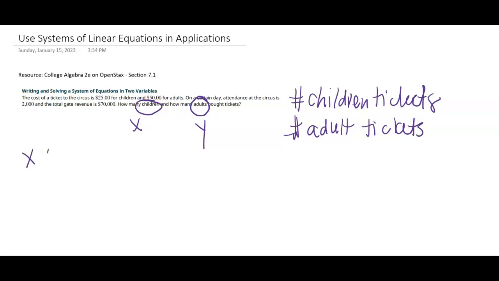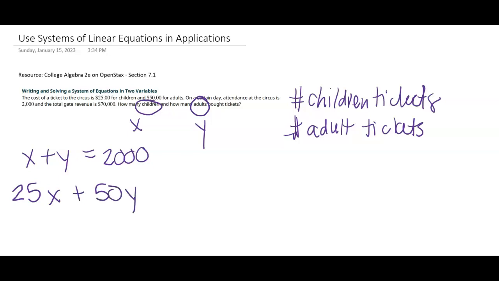Well, I do know that X plus Y is 2,000. And I also know that the rate for the ticket is $25 per child ticket, and then the cost for the adults is $50. And if I add that all up, $25 per child, $50 per adult, I end up getting 70,000 when I do that.